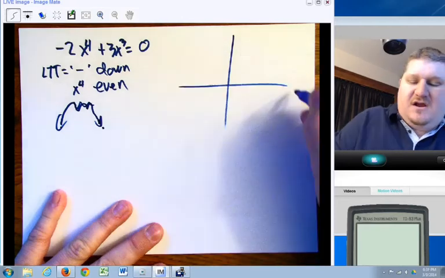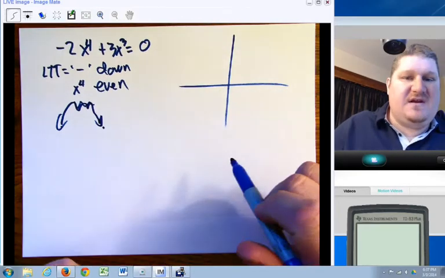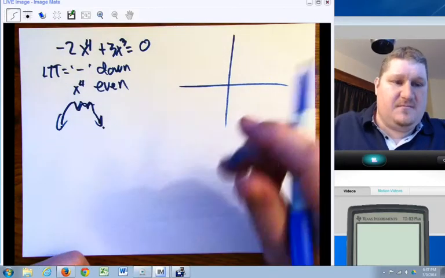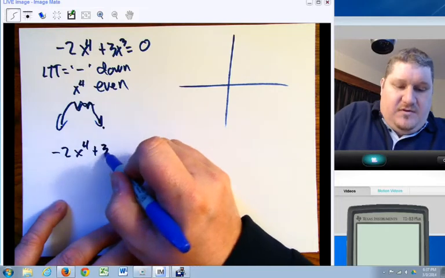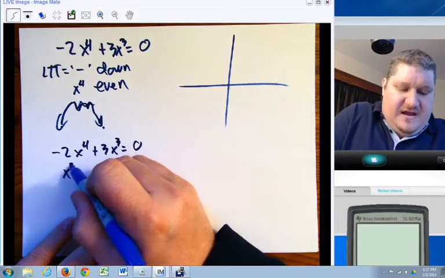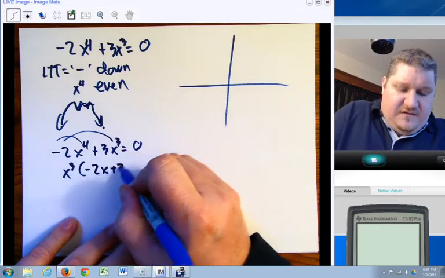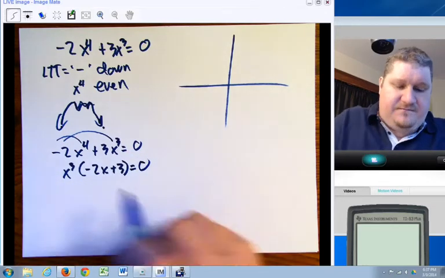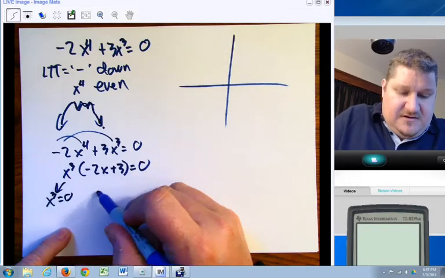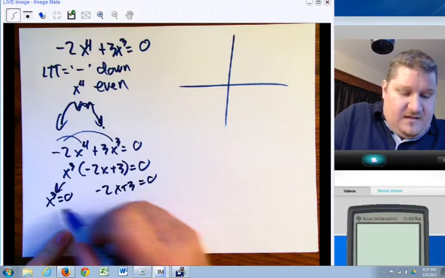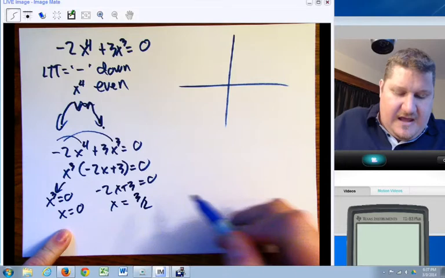If we're looking here, we want to figure out where it crosses the x-axis. The easiest way to find that, of course, is to simply factor. So if I have negative 2x to the fourth plus 3x cubed equals 0, take out an x cubed by factoring it out. That leaves negative 2x plus 3 equals 0. Now, you remember once it's factored, you simply set each piece equal to 0. So I get x equals 0, or x equals 3 halves.